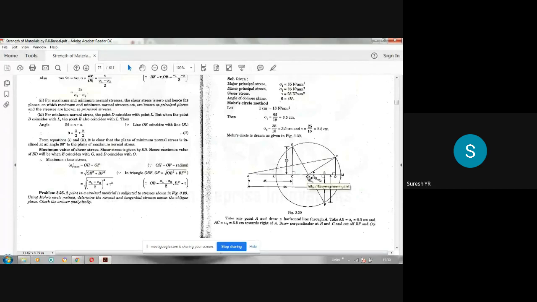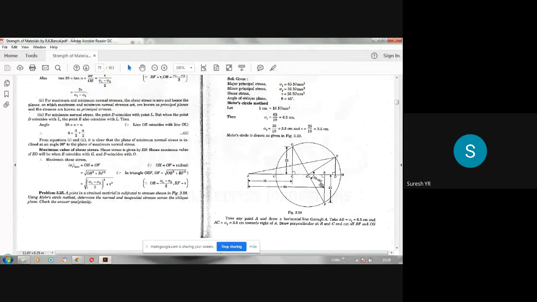Next, taking O as center and OG as radius, OG or OF, both are equal here. This is the hypotenuse in this triangle. So taking OG or OF as radius and O as center, draw a circle. The radius of the circle is OG or OF, and the center of the circle is O. This circle is called the Mohr circle. So 4 steps are over now.